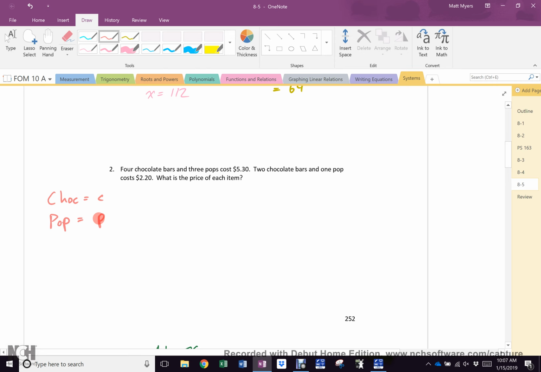Easy peasy. What does the first sentence tell me? Right there. 4C plus 3P equals 530. What does the second sentence tell me? 2C plus P equals 220.